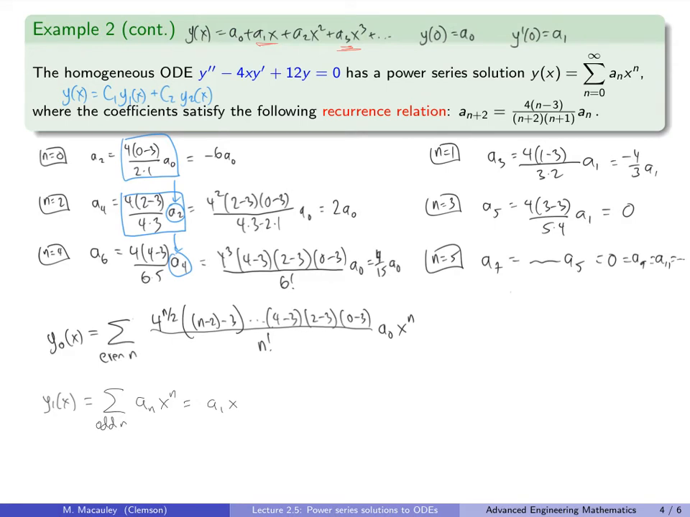So that's a1 x plus a3 x cubed. And a3 is negative 4/3 a1. So minus 4/3 a1 x cubed. And if I want to, I can write this as a1 times x minus 4/3 x cubed.